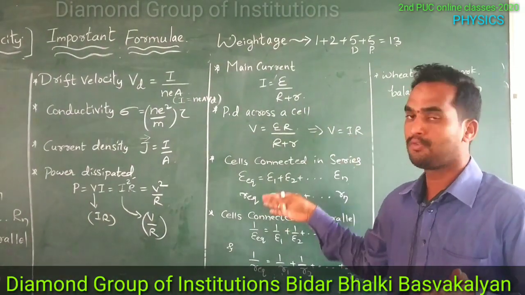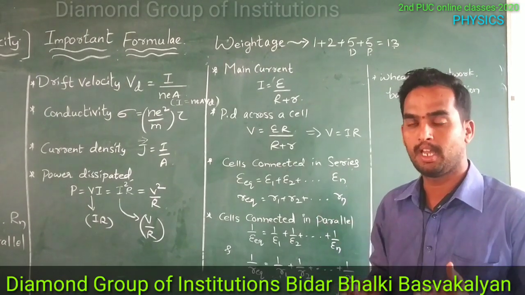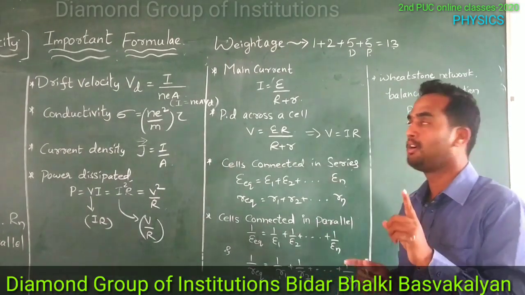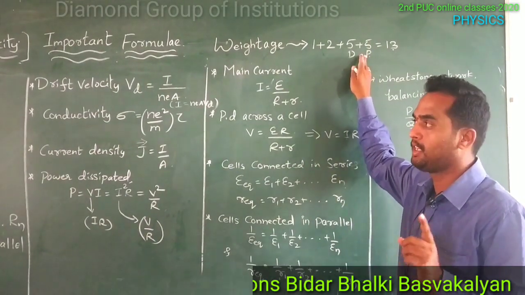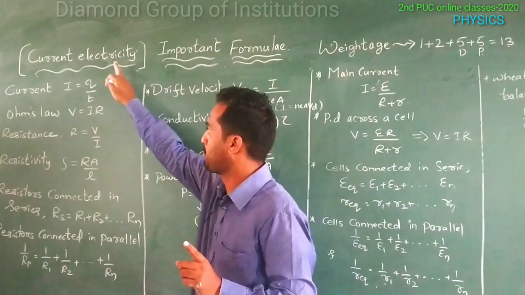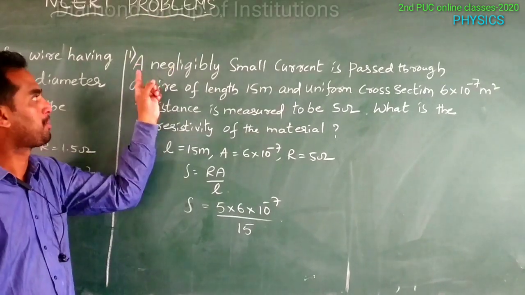So based on these formulas, now we are going to discuss some of the numericals based on NCERT. One problem is always going to be asked compulsorily every year in the annual examination from the chapter Current Electricity. NCERT problems. Problem number 1.